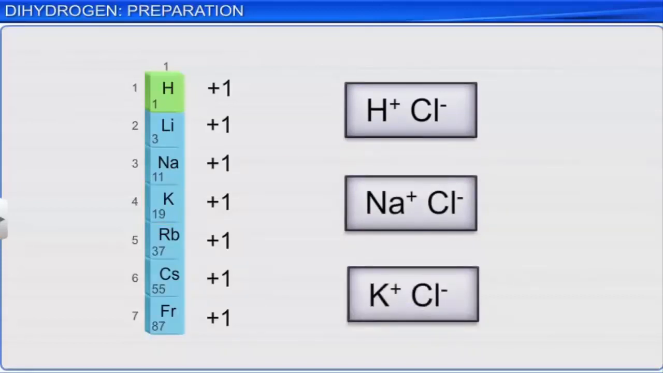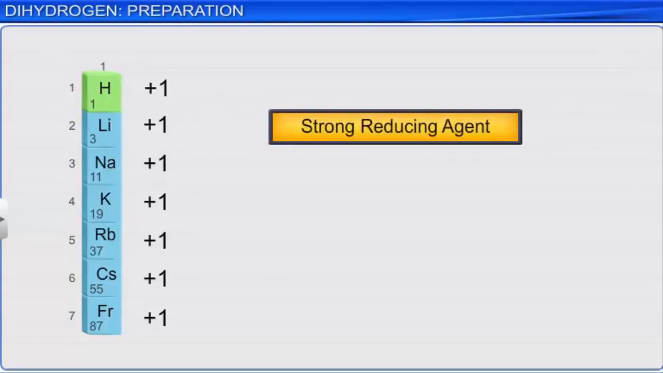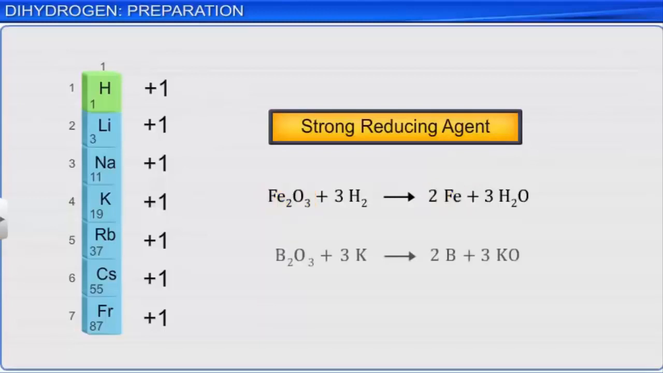Like alkali metals, hydrogen acts as a strong reducing agent. For example, it reduces iron 3 oxide to iron, which is similar to the behavior of the alkali metal potassium in its reaction with boron oxide, wherein it reduces boron oxide to boron.